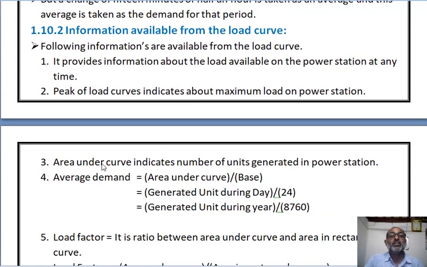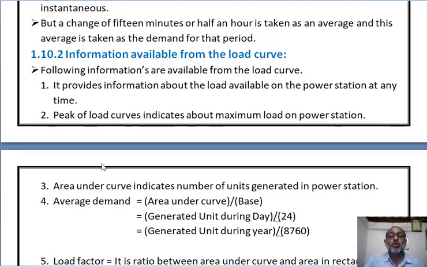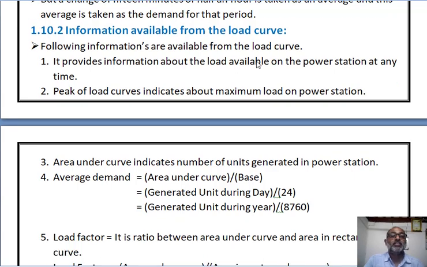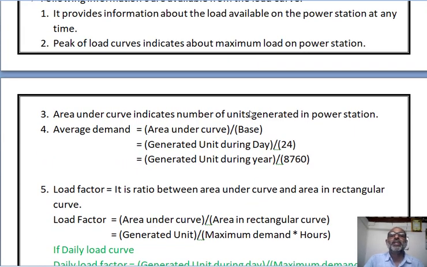Now next, what information is available from the load curve? The following information we are able to know from the load curve. First, it provides information about the load available on the power station at any time. So if you require the value of load at a particular time, you will get this data from this load curve. Second, the peak load of the curve indicates the maximum load on the power station. Third, the area under the curve indicates the number of units generated in the power station.